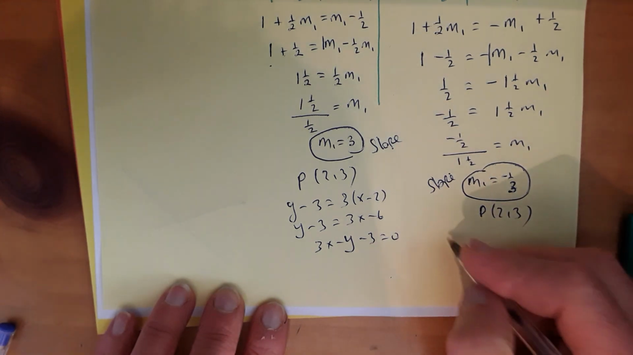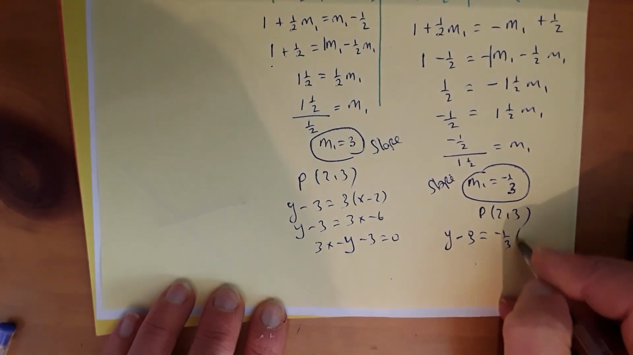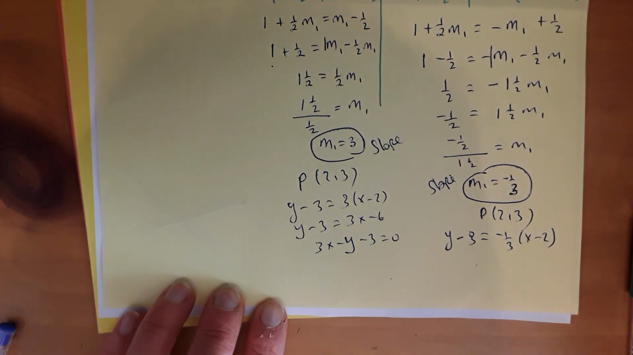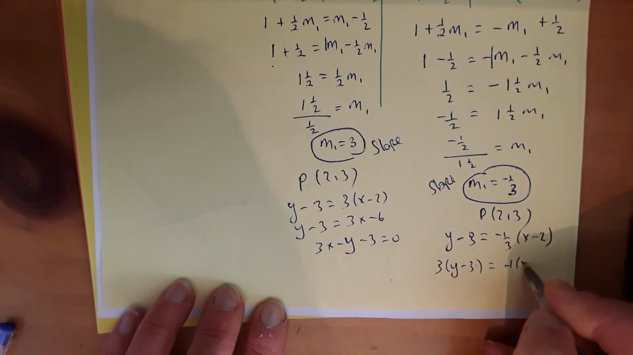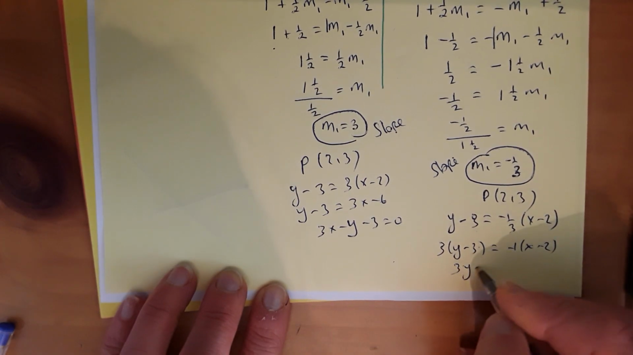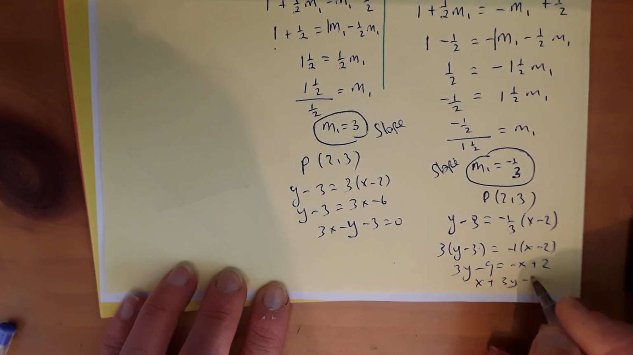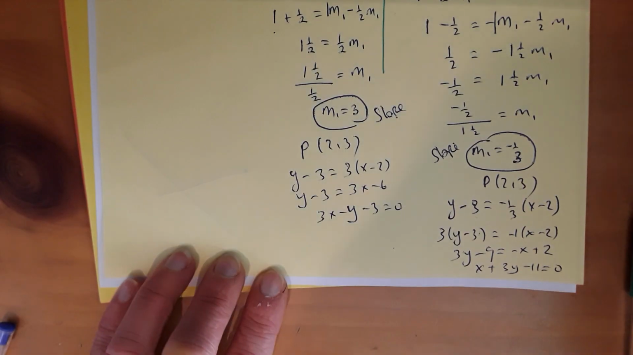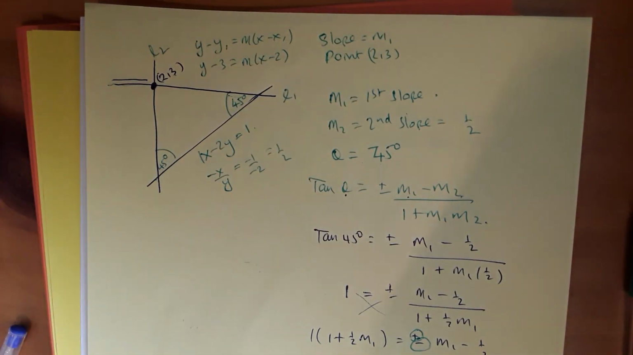The next one is y minus y1 is equal to minus a third this time for the slope, times (x minus 2). So 3 times (y minus 3) is minus 1 times (x minus 2). I'm going through that fast. It's equal to minus x plus 2. So x plus 3y minus 11 equals 0 is the second line. So now I found the slope of each line and I found the equation of each line as I was asked in the question. All right, go back over that again.